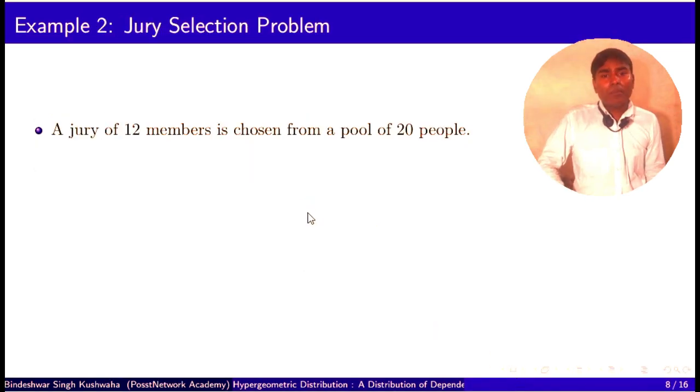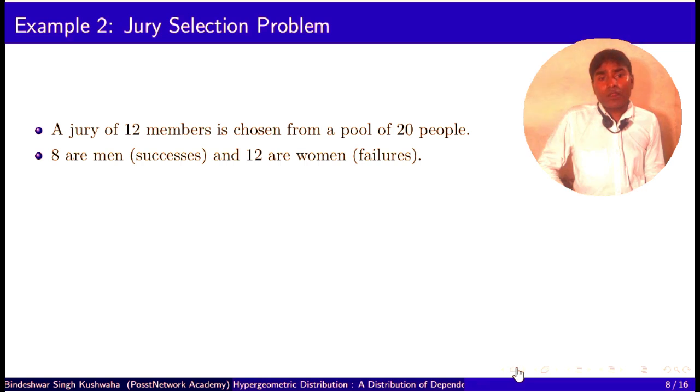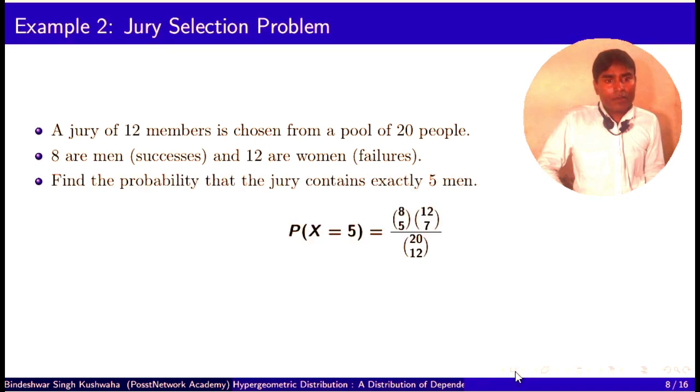Let us see another example. A jury of 12 members is chosen from a pool of 20 people. Remember, 8 are men (successes) and 12 are women (failures). Find the probability that the jury contains exactly 5 men. Here, 12 are selected.